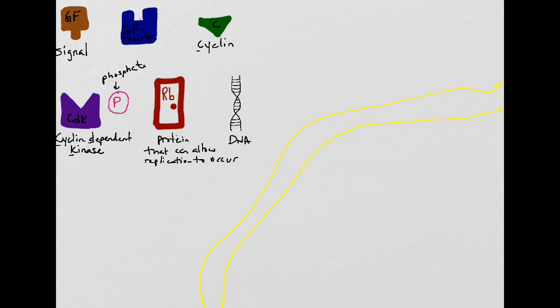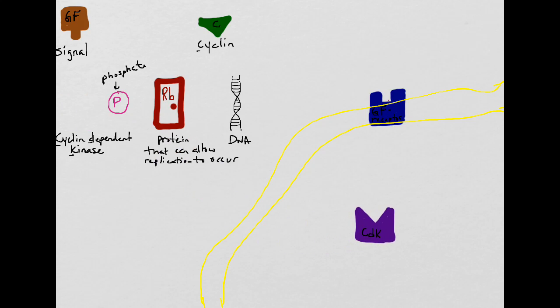So first, this is my cell over here on the right, the yellow lines, that's its cell membrane. I'm going to put the receptor right there. There's my growth factor receptor. I'm going to take the growth factor. And so let's put everybody in place. So the growth factor is going to go there. CDK is going to be in the cell, with the phosphates in there.